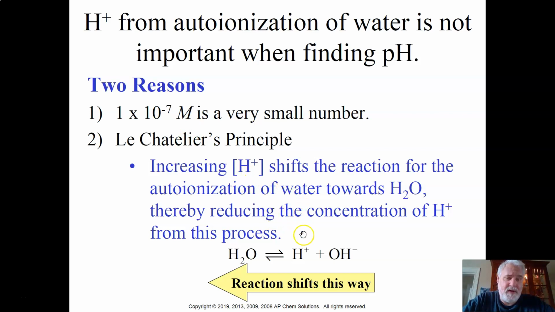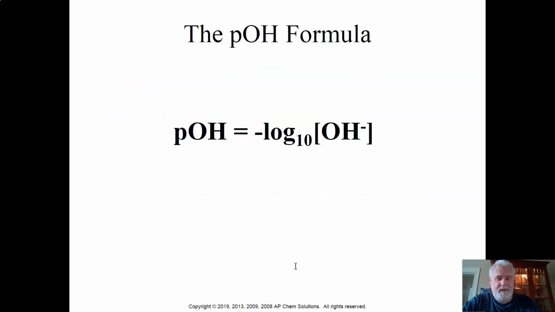And when you have a strong acid, you're going to be adding this H+. That will cause this auto-ionization of water, according to Le Chatelier, to shift to the left, making even more water and less hydrogen ions. So in other words, it was really, really small, and it got a lot smaller because of the acid that we're adding. So that's why you can leave that out of the mix and don't have to worry about the auto-ionization in most of these problems.